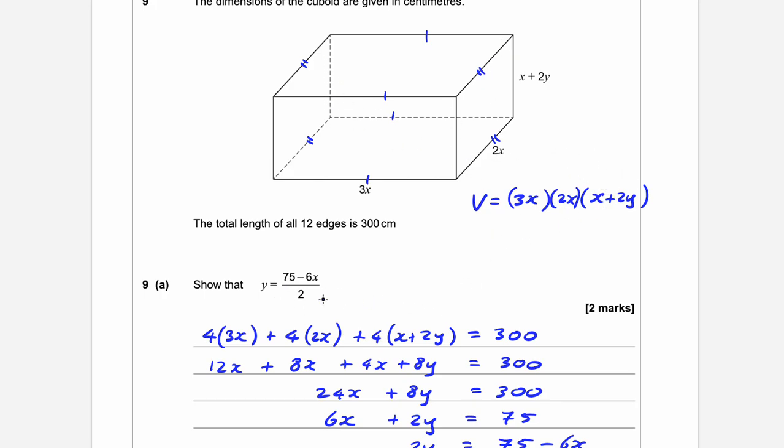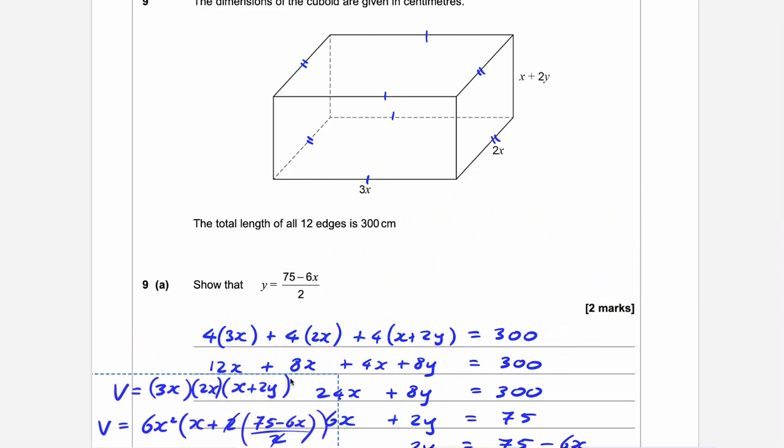But we know y is this. So let me just write volume is equal to, this is 6x squared. Let's just write that, these two together, 6x squared. And then I have x plus 2 of these. Now 2 of these, guys, the 2 is going to cancel. So it's going to be just, well, let's write it. It's 2y, so 2 of these, 75 minus 6x over 2. These cancel. So we're left with, at this point, guys, I'm going to bring this down so we can see what's happening down here.